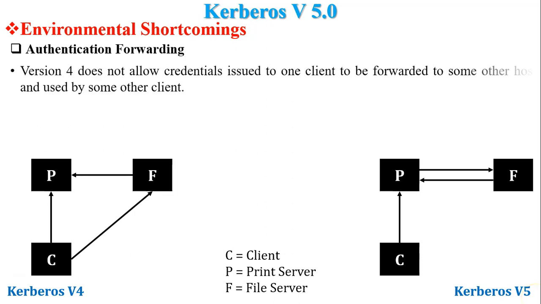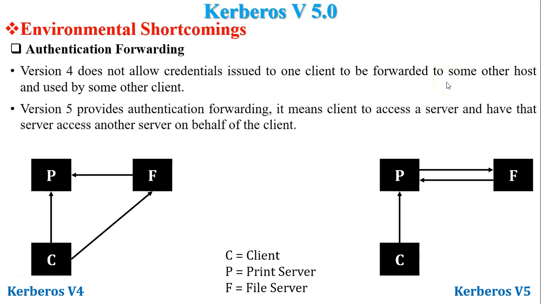So based on this scenario, we can say version 4 does not allow credentials issued to one client to be forwarded to some other host and used by some other client. But version 5 provides authentication forwarding. It means a client can access a server and have that server access another server on behalf of the client. So here we can say the limitation of authentication forwarding in version 4 is overcome in version 5.